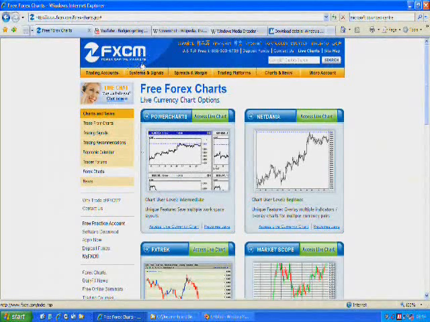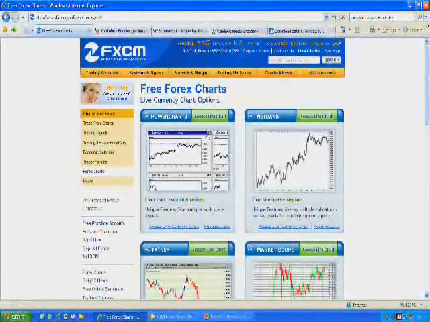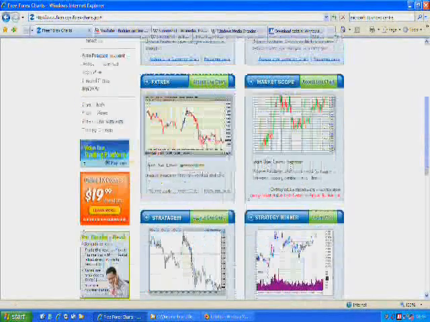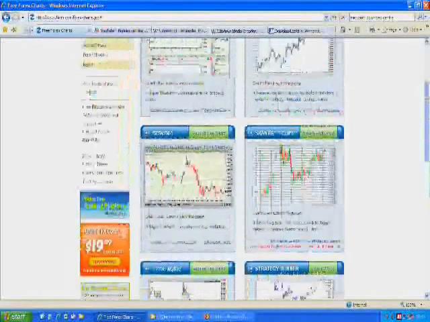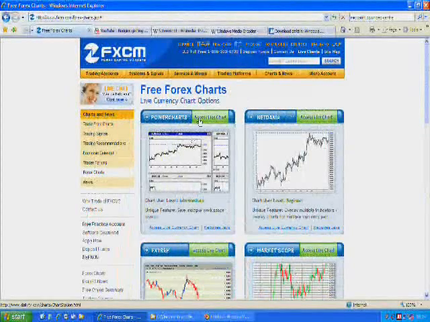FOREX Capital Markets Limited is the company that I trade with, and they offer a range of charts to trade with. Most of them are free and some of them are premium. You pay a monthly premium to use the charts, but this is the one I like because it's simple. FOREX Power Charts.